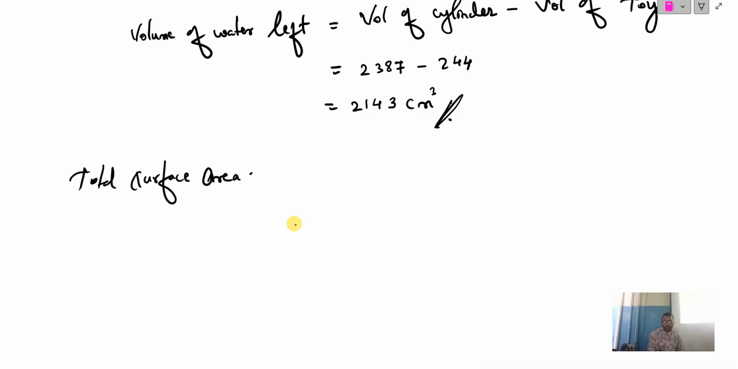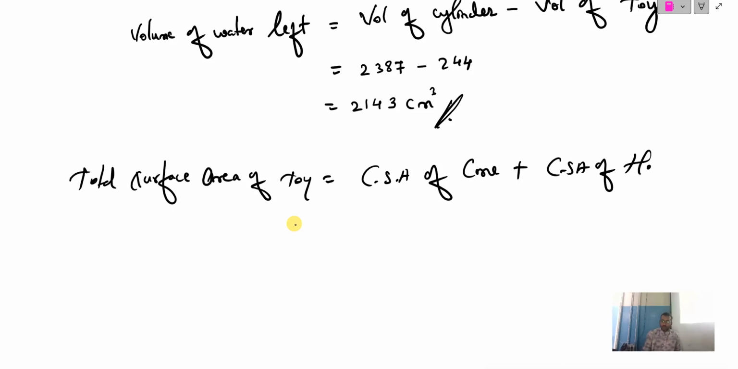Now, what is the radius of the cone? 3.5 centimeter. Height is 12 centimeter. Now we have to find this slant height, that is l. So l equals root of 12 square plus 3.5 square, which is root of 144 plus 12.25. We have done this calculation, no? 156.25, root of 156.25. What is the answer?